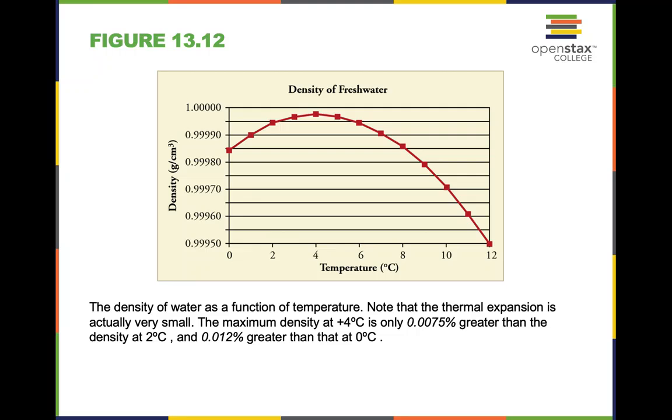So for figure 13.12, the density of water as a function of temperature. Note that the thermal expansion is actually very small. The maximum density at positive 4 degrees Celsius is only 0.0075% greater than the density at 2 degrees Celsius, and only 0.012% greater than that at 0 degrees Celsius. So it doesn't really budge as much.